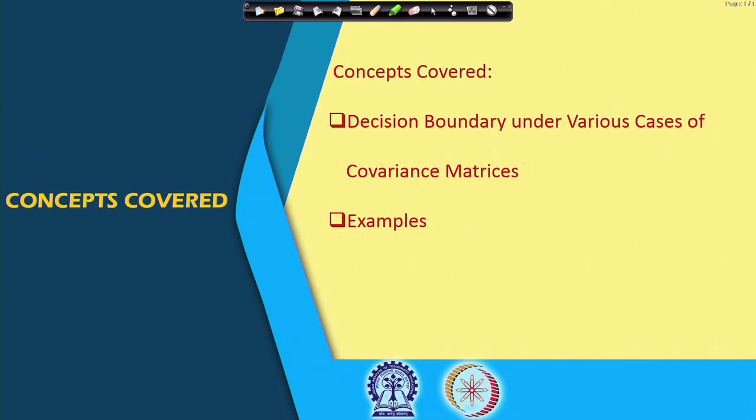In the second case, we assumed that the covariance matrices of all the classes are the same, but the covariance matrix need not be of the form sigma square I. That means I also have off diagonal elements which are non-zero. This is a case of distribution of points where the vectors are distributed in an ellipsoidal or hyper ellipsoidal fashion. What we discussed in the previous class is the decision boundary under various cases of covariance matrices, and we are going to continue the same discussion in this class with a few more examples.